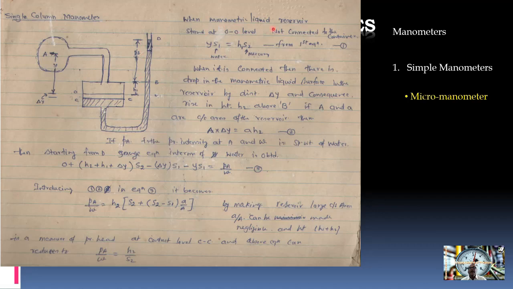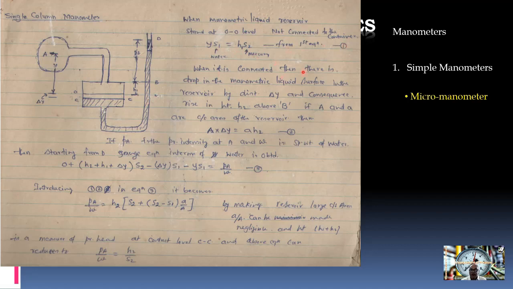When the manometric liquid at the reservoir stands at the OO level, not connected to the container, then Y into S1, the specific gravity of this liquid being S1, is equal to H1 into S2, that is the manometric liquid. Let us say it is mercury. So let us say this is equation number 1.